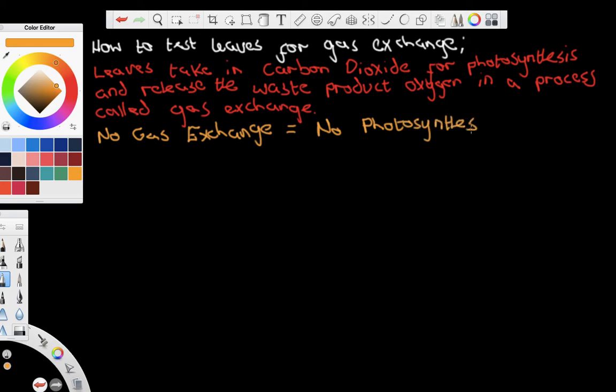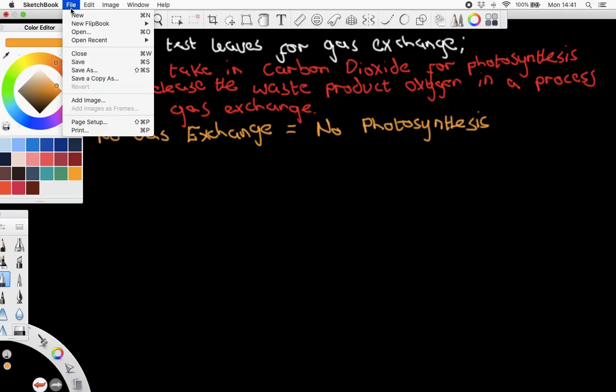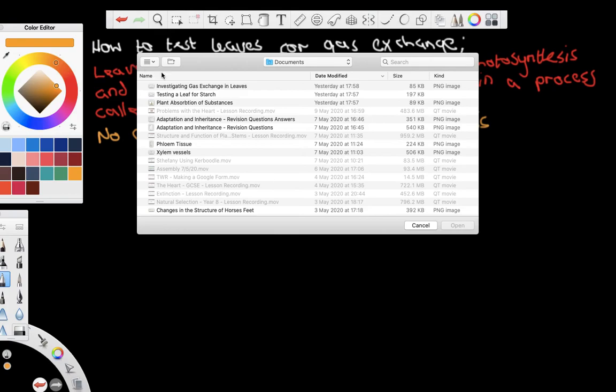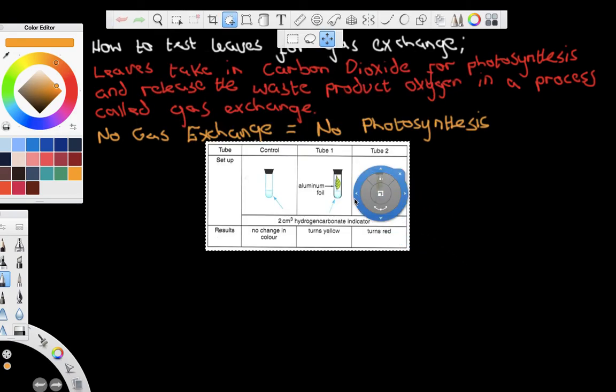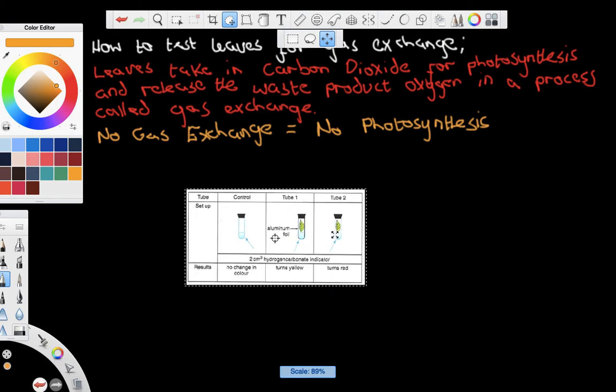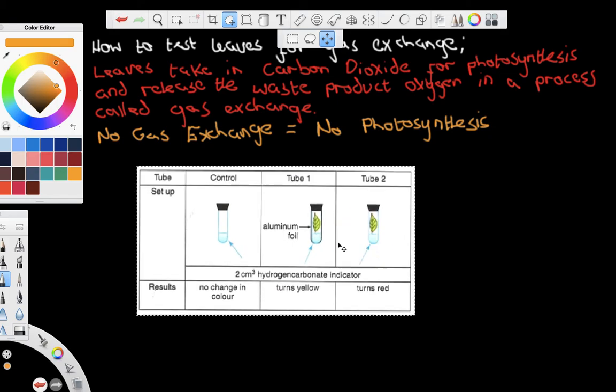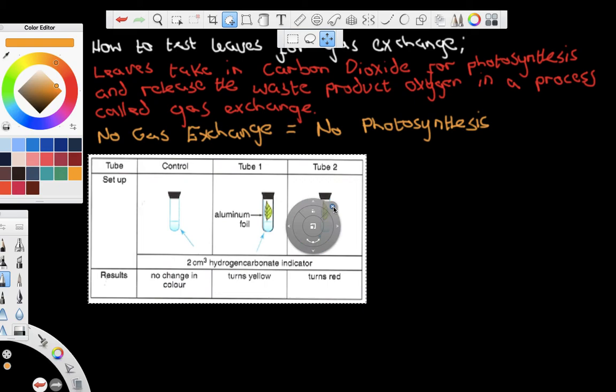And this is where we can use the following setup, and the final image of the PowerPoint I've shared with you. I have prepared the image for us to put over here. I'm going to make it a bit bigger so that we can read it. To test for gas exchange, we can use what's known as hydrogen carbonate indicator.